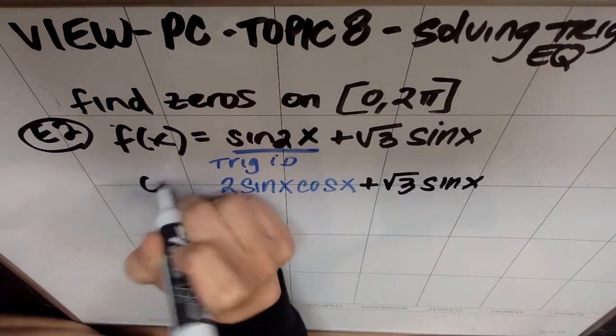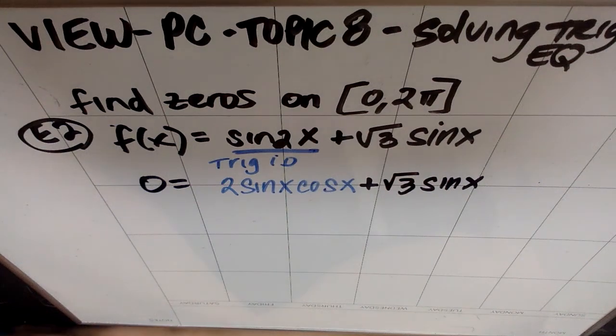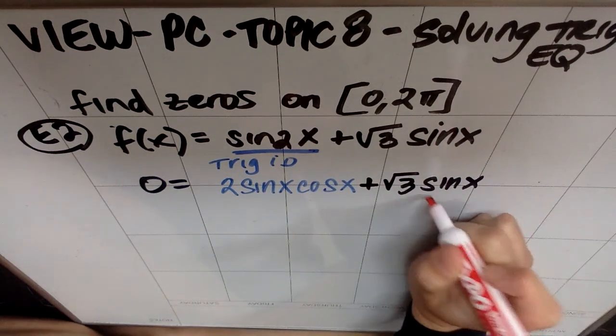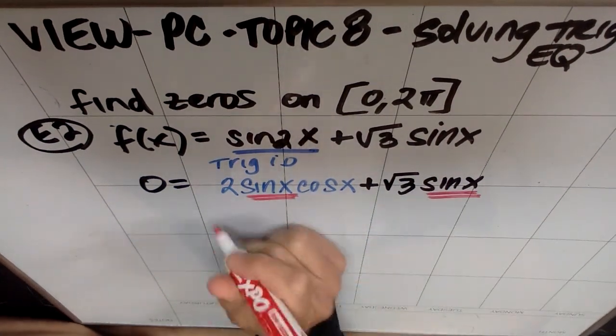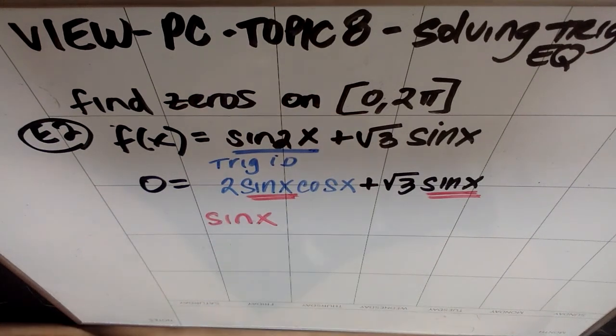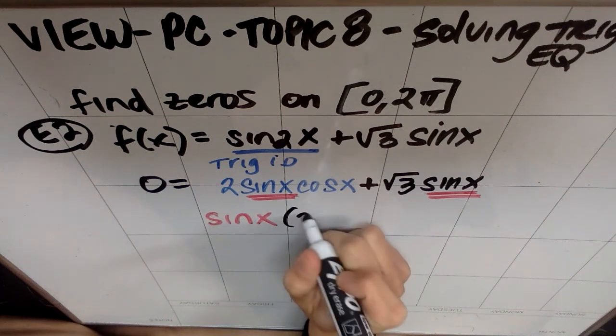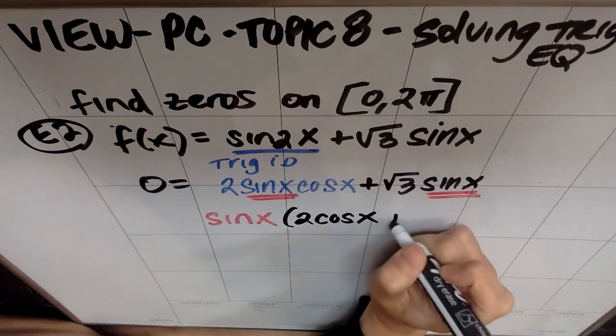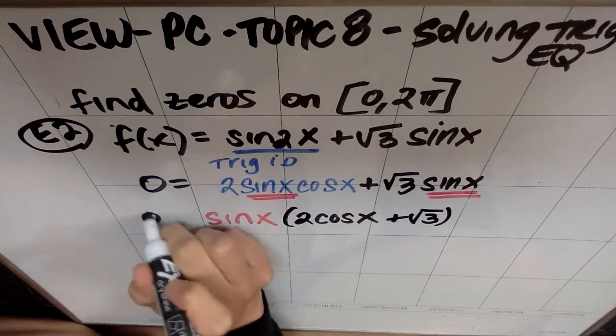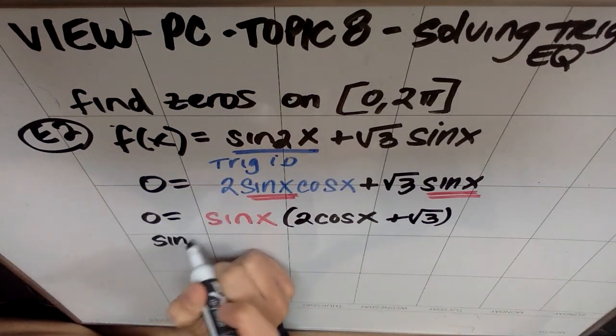Remember, we're finding the zeros, so this is when this thing's equal to 0. Now, if I look for a GCF, I'm going to see that both this term and this term have a sine of x. So if I take out the sine x, what's left is 2 cosine of x plus a root 3. So this is now fully factored. So either the sine of x is 0.